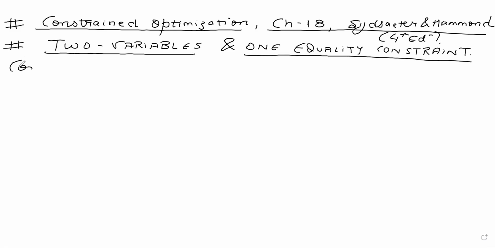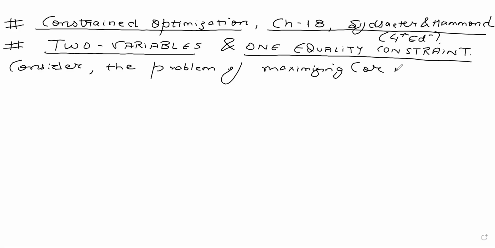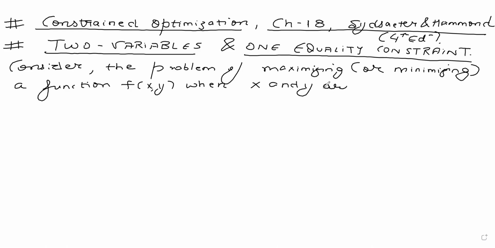Okay, so consider the problem of maximizing, or for that matter minimizing, a function f of x, y when x and y are restricted to satisfy the constraint g of x, y equal to c.